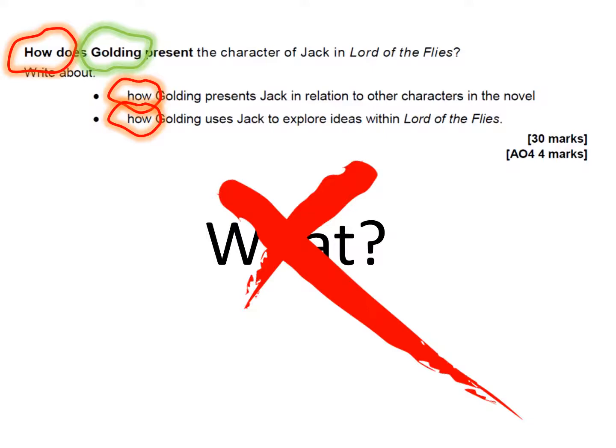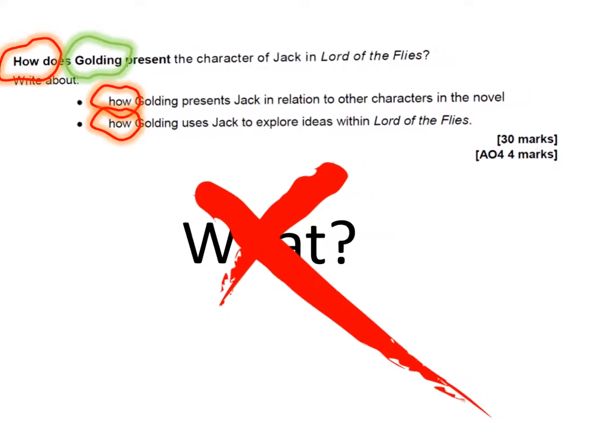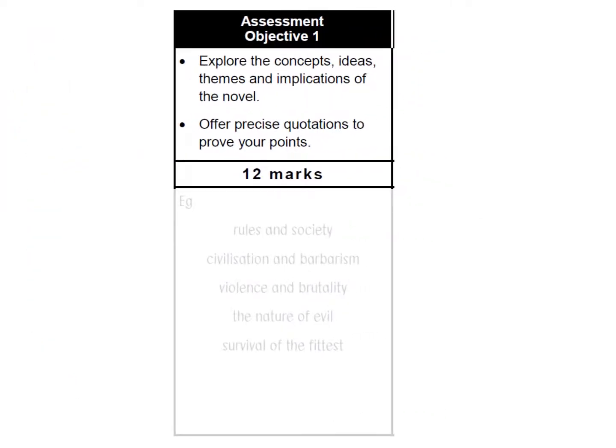So what sort of things are you given marks for? The first assessment objective is exploring concepts, ideas and themes, implications, and giving precise quotations for 12 marks. That's quite a big chunk of the marks. Basically, they want you to show that you've thought about what you think Golding's message is. What are his themes, his ideas, how does he want us to feel, that kind of thing.